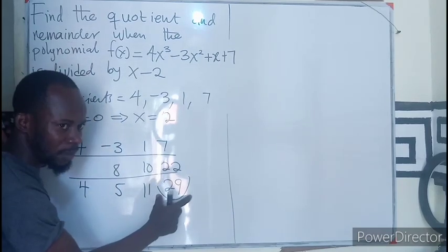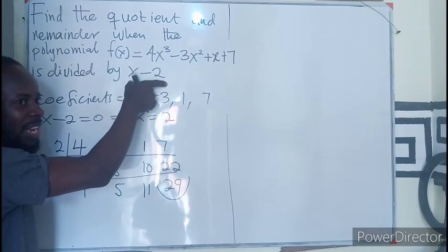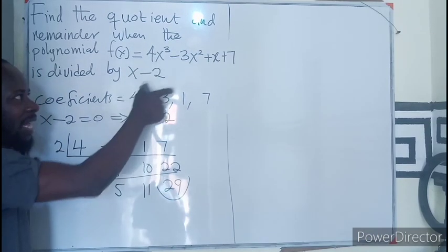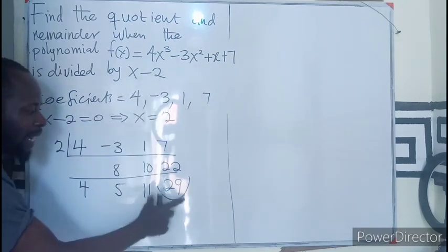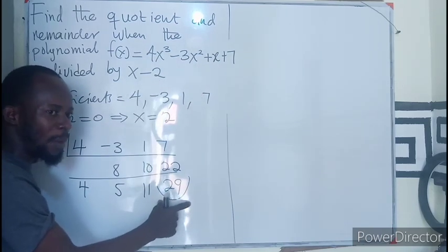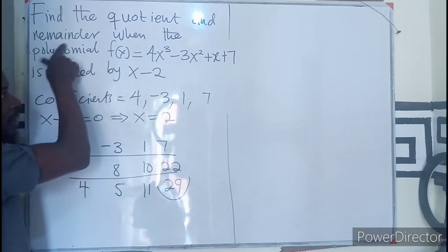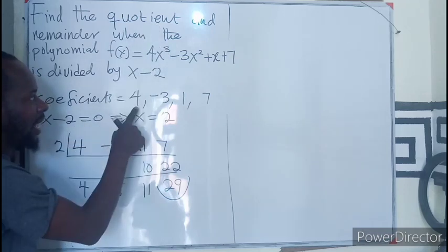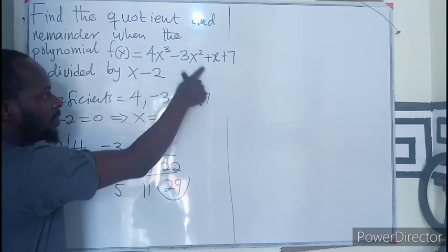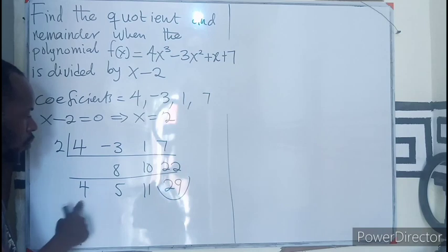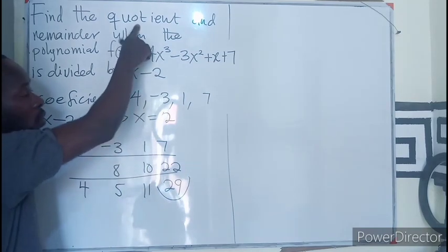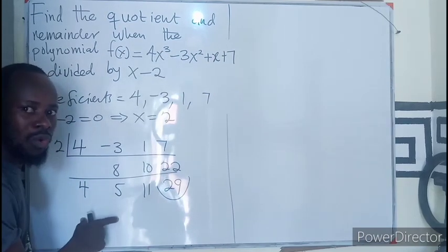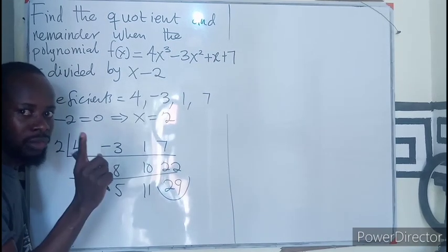If this were to be 0, it would have meant that this linear divisor is a factor of the polynomial. Or we will say there is no remainder if this function is divided by this. But the moment we have this, it means this becomes our remainder. So right away, we know the remainder of this polynomial. Then number 2, the quotient. Since here we were picking only the coefficients of the function, it means that these are also coefficients of the quotient. And since the function is of degree 3, our quotient will be of degree 2, a decrease of 1.